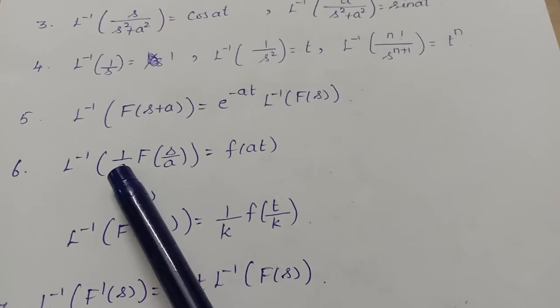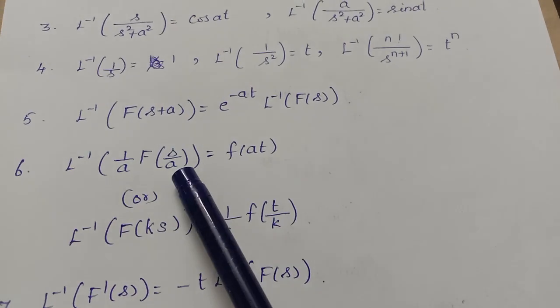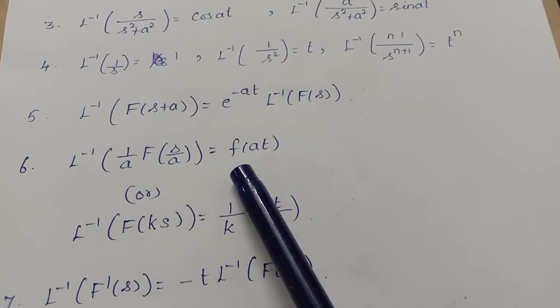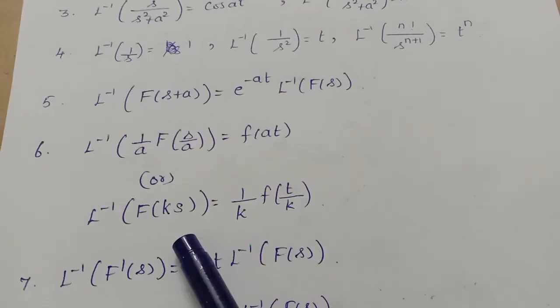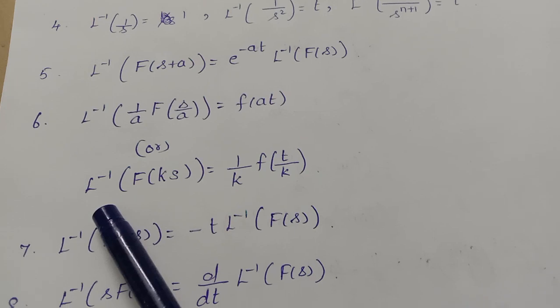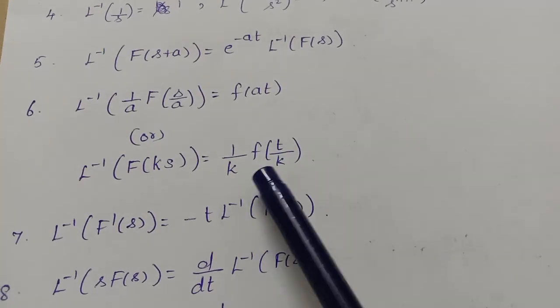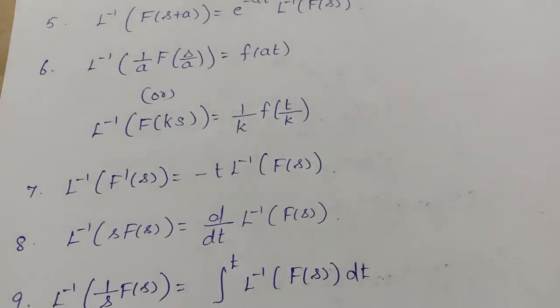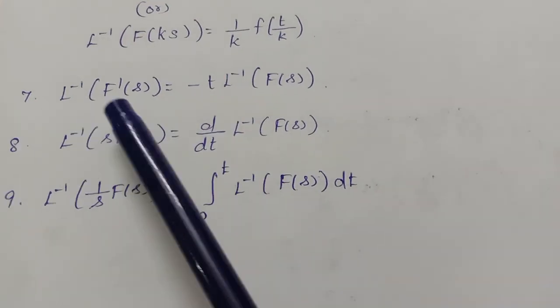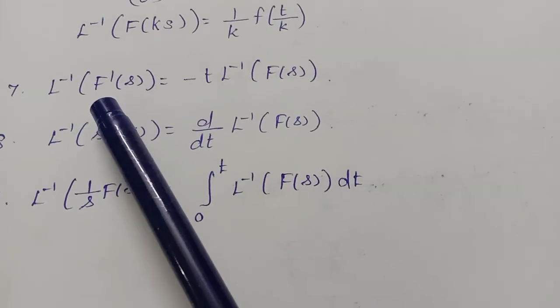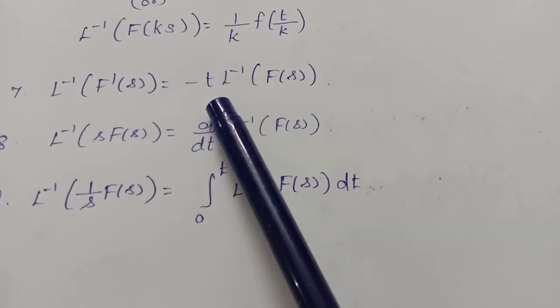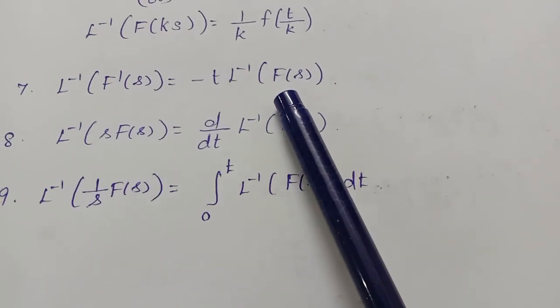of at. So if a is coming in the denominator with s, then it will be f of at. Or simply this can be rewritten as L inverse of f of ks for some constant k, it's equal to 1 by k into f of t by k. And L inverse of f dash of s, the derivative, is equal to minus t into L inverse of f of s.